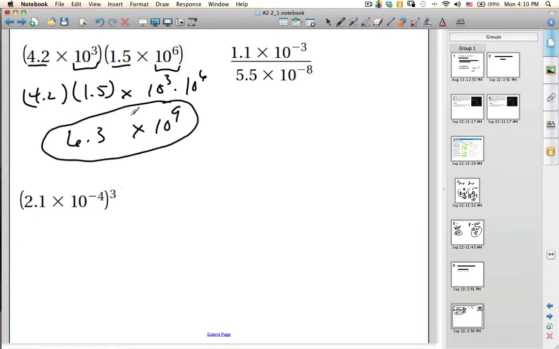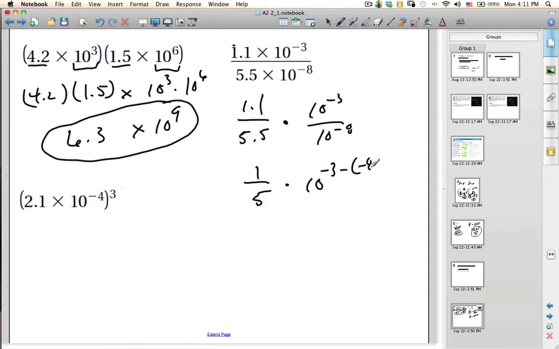Okay, so what it lets me do is handle the powers of 10 separately from these guys. So now here you can see that I've got 1.1 and 5.5. Now that can simplify. So I can have 1.1 divided by 5.5 times 10 to the negative third divided by 10 to the negative eighth. And I'm going to do these separately. This becomes 1/5. And this becomes 10 to the negative 3 minus negative 8. So this is 1/5 times 10 to the 5th.